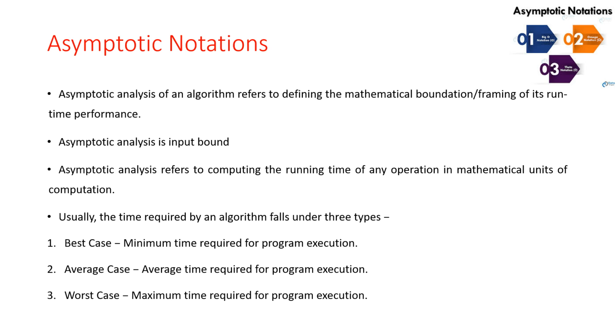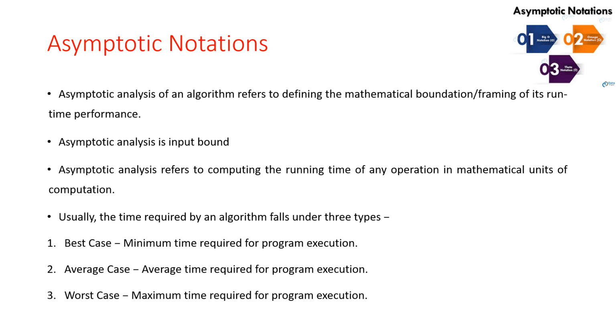In asymptotic notation, usually the time required by an algorithm falls under three types. First is the best case, second is the average case, and third is the worst case. The best case is the minimum time required for program execution. The average case is the average time required for program execution. And the worst case is the maximum time required for program execution.